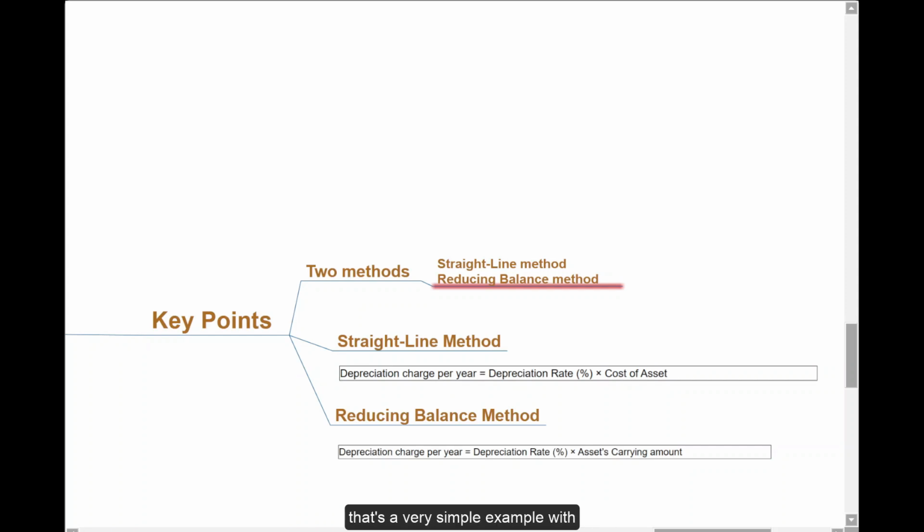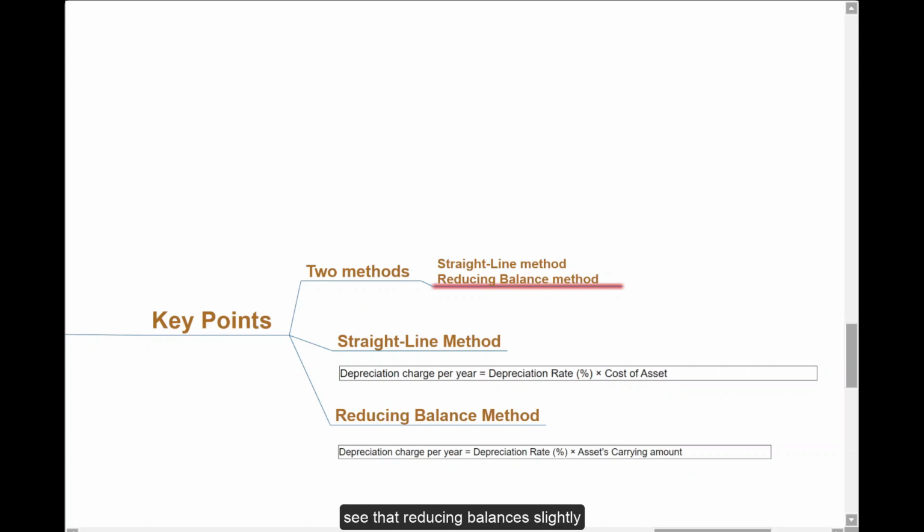Now that's a very simple example. With reducing balance, we'll see in a moment that that's slightly different, not overly complicated. Again, assuming no residual value. We're simply saying that we have an asset that is valued at cost of 100,000, and what we're going to do is apply a given percentage, let's say 10% in this case, to the reducing balance. So year one, 10% of 100,000, as before with straight line, and year two, 10% of 100,000 less 10,000. So in effect, 10% of 90,000.